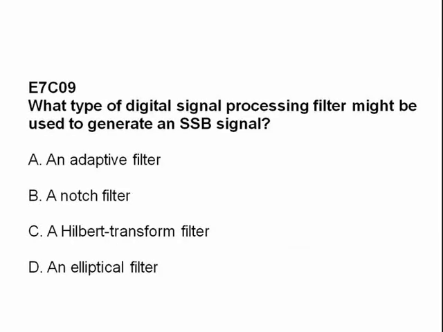What type of digital signal processing filter might be used to generate a single sideband signal? A, an adaptive filter. B, a notch filter. C, a Hilbert transformer filter. Or D, an elliptical filter. The answer is C, a Hilbert transform filter.